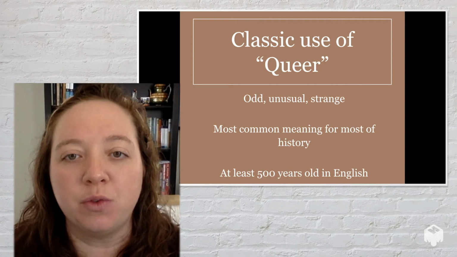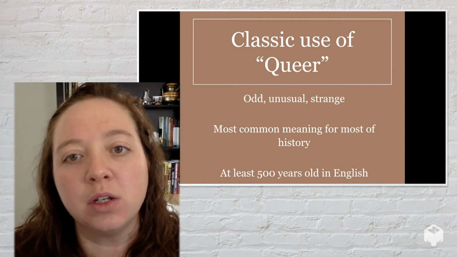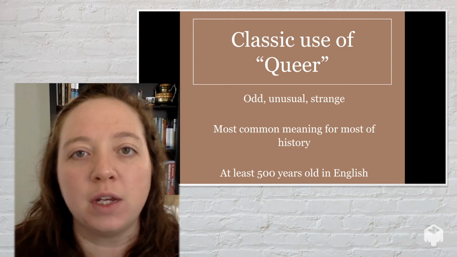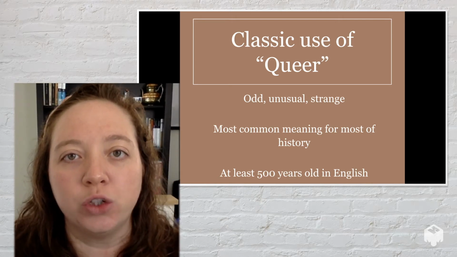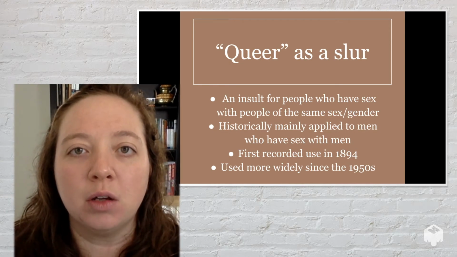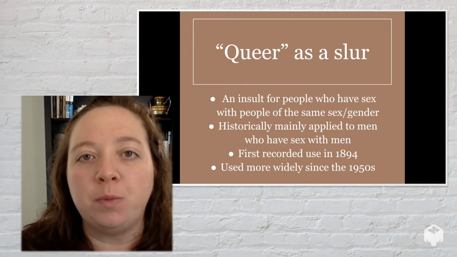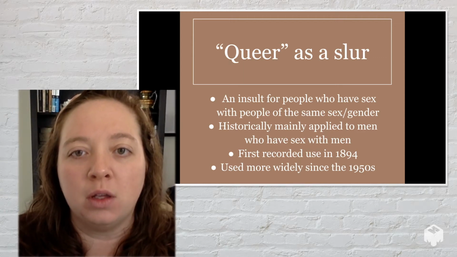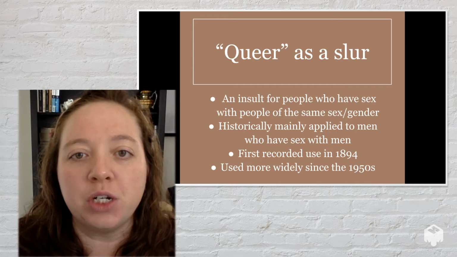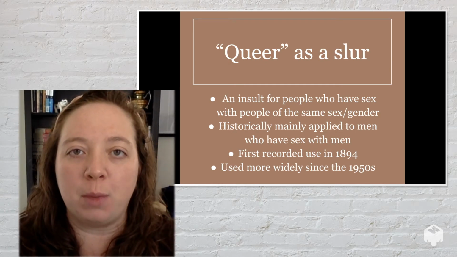The classic use of queer has existed in English for at least 500 years and is often used to refer to things that are seen as odd, unusual, or strange. Beginning in the late 19th century, and more commonly since the 1950s, queer has been used as an insult to refer to people who have sex with people of the same sex or gender, and historically been applied mainly to men who have sex with other men.